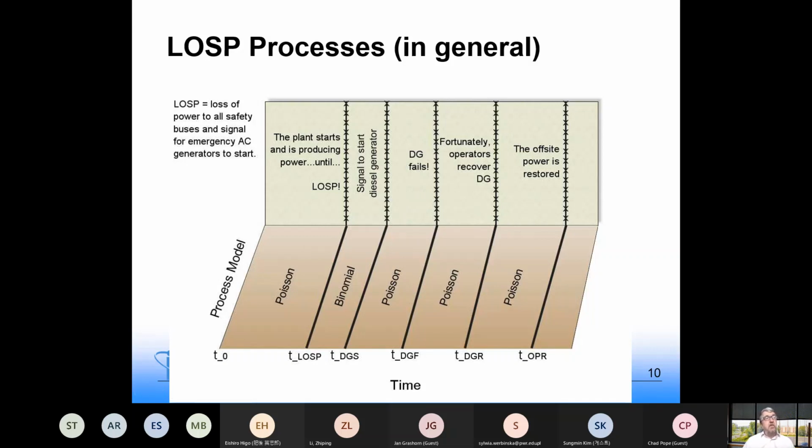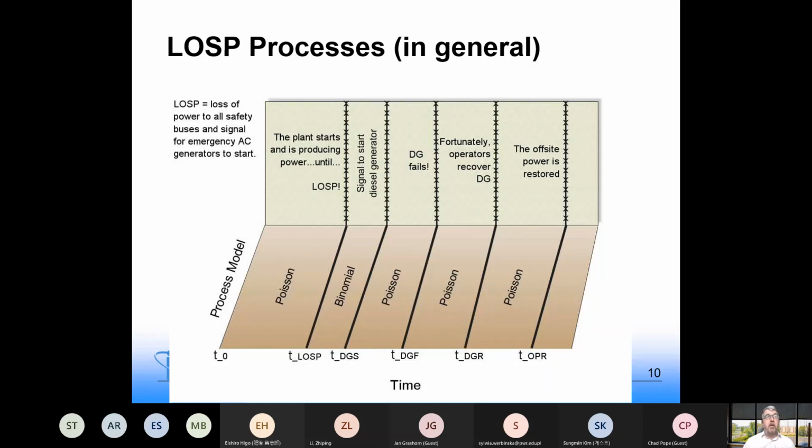Now, if it fails, I might be able to fix that. I might have operators that can restore that. In my simple example on the previous page, we did not allow for fixing the diesels, but I could put that in. And then I might also be restoring my offsite power. So I might actually fix the offsite power without even worrying about the diesels. If that happens quickly enough, then I'm okay. In my simple example, I did not allow for this, what's called restoration of offsite power.